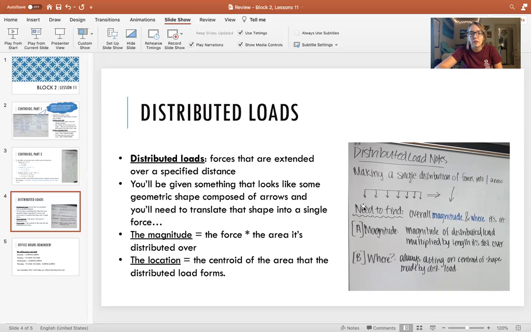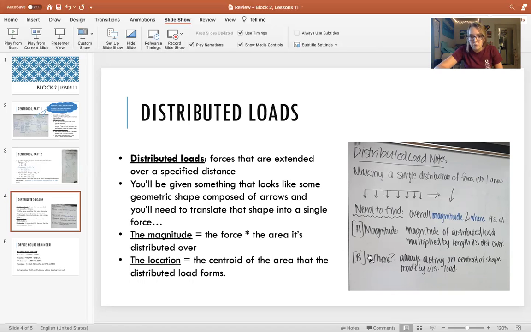Your magnitude given on a distributed load will be newtons per meter or pounds per foot. And to translate that into pounds or newtons, you're going to have to multiply it by the number of meters or by the number of feet. And that'll clear the dimension out of the denominator.